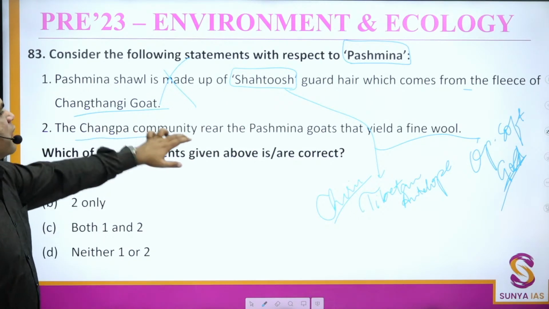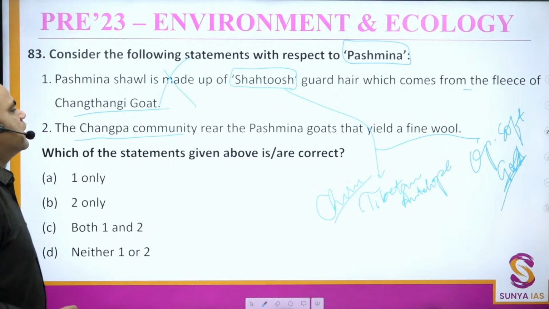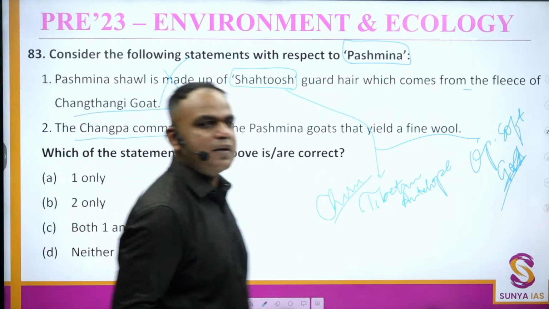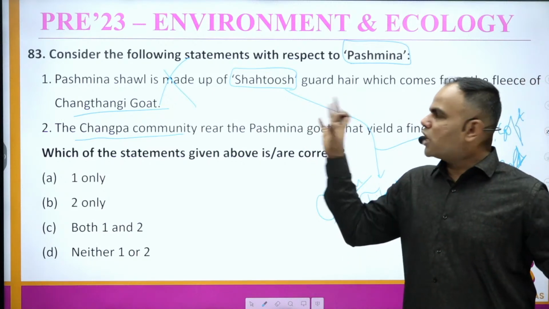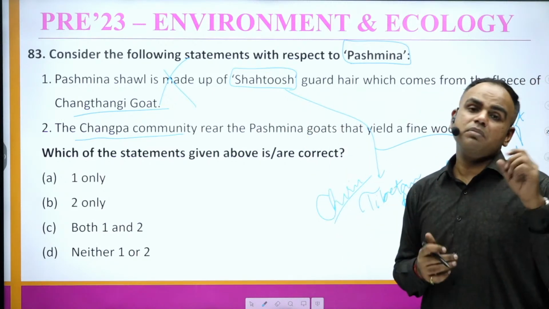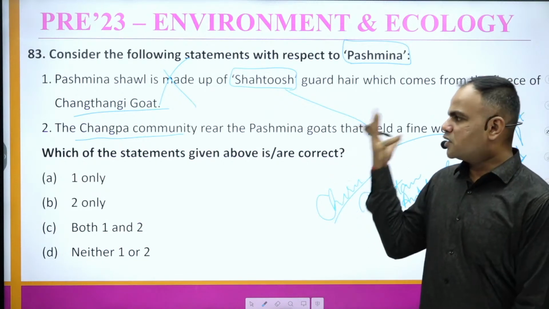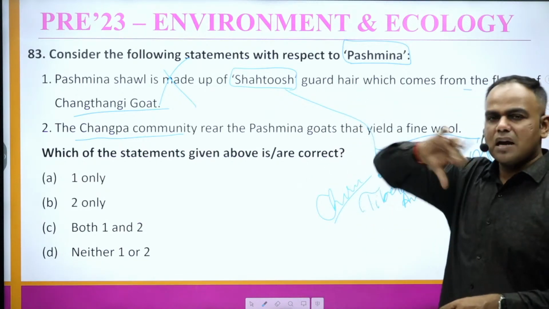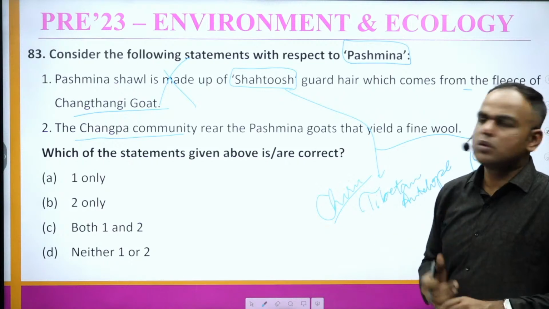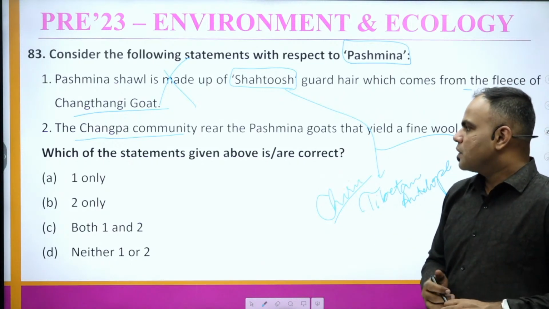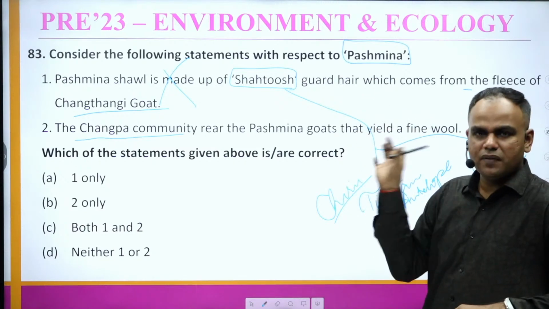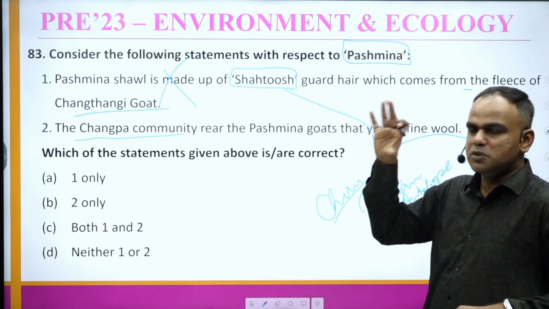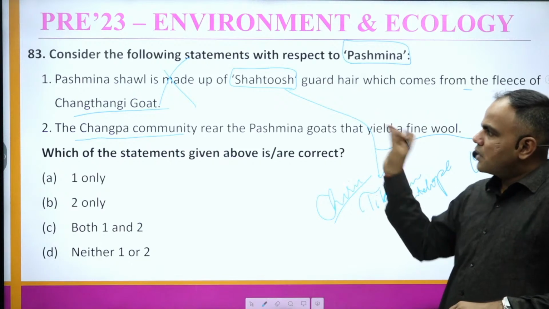Second, the Changpa community rear the pashmina goats that yield a fine wool. That is correct. So two things here. Shahtush wool is also being used, and a lot of killing and smuggling happens. And the other is pashmina. You know that these shawls are very expensive, and in some cases they are smuggled also. So both things are different. Understand both: one is the pashmina shawl, and the other is shahtush.